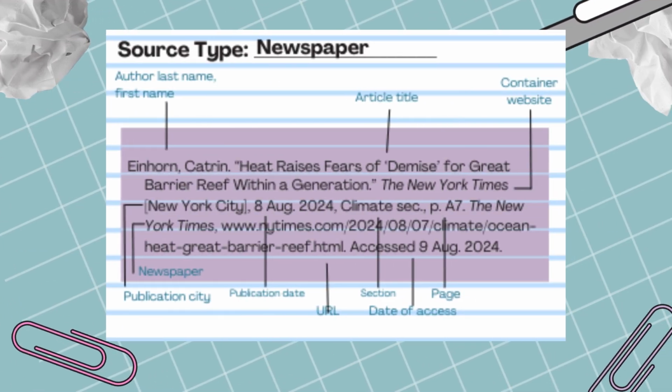Next is a newspaper. The format is last name, first name, title of article, title of newspaper, date of publication, and pages. In my example, I put Einhorn, Catrin. The title is Heat Raises Fears of Demise for Great Barrier Reef Within a Generation. The New York Times is the newspaper, which was published in New York City on the 8th of August of 2024, in the climate section, page A7. The URL is included, and so is the access date.